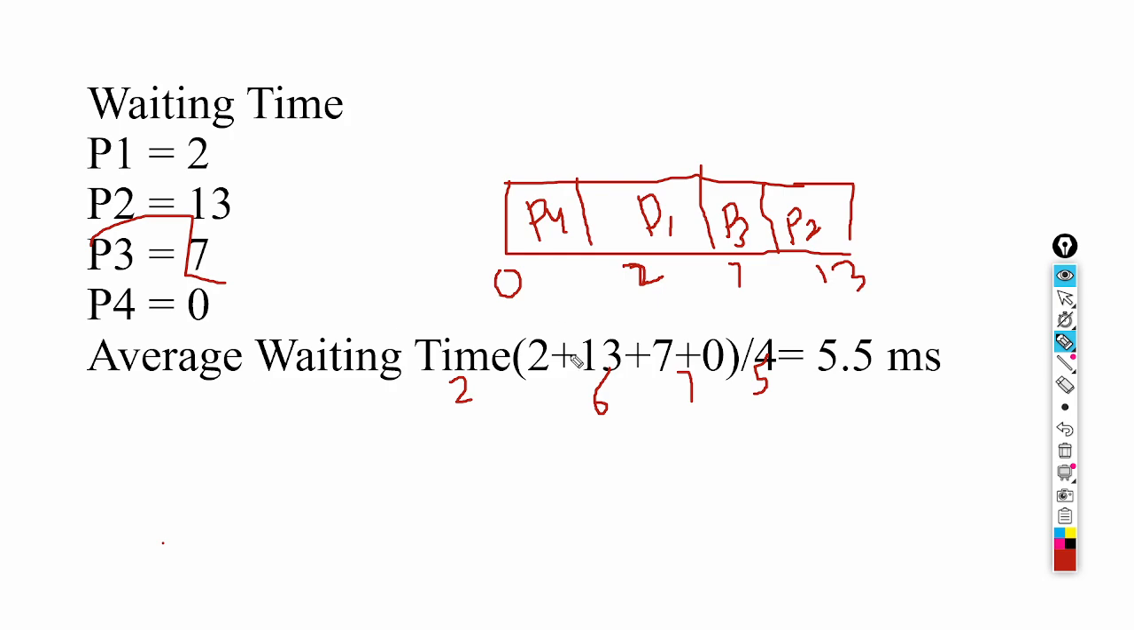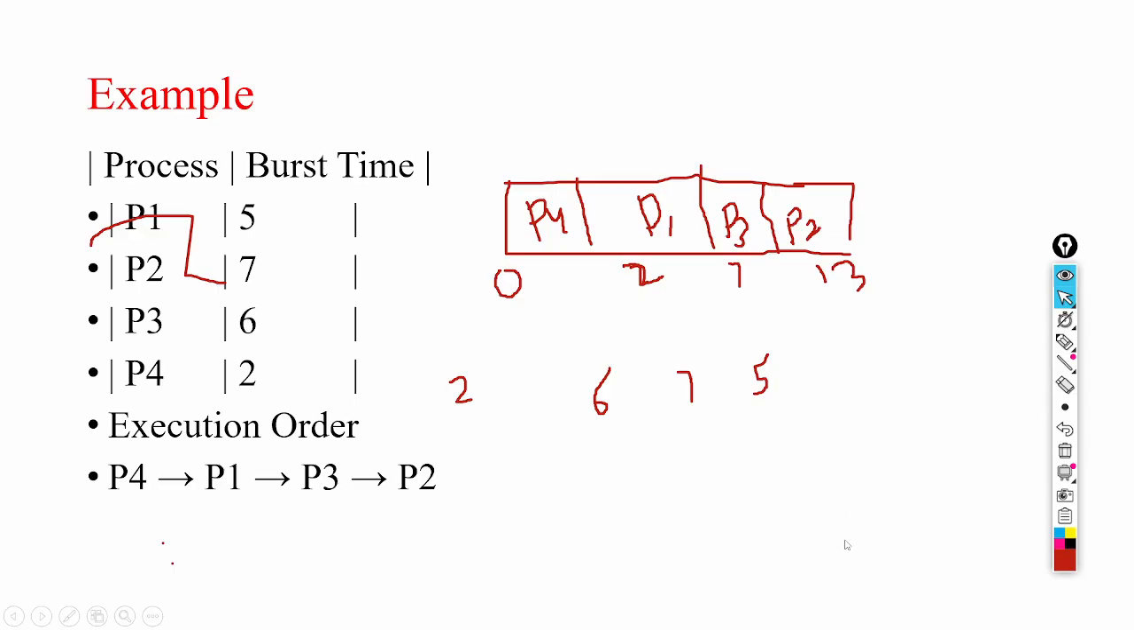So the average waiting time is 2 plus 13 plus 7 plus 0, divided by the number of processes, 4. What is the answer? 5.5. Like this we need to calculate SJF, shortest job first. How did 13 come? The last one is P2, so if you calculate 5 plus 6 plus 2, how much? 5 plus 6 is 11, plus 2 is 13. Like this we need to calculate the average waiting time.